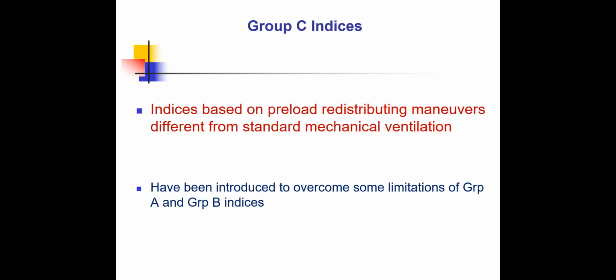So now coming to discuss the group C indices, which are based on preload redistributing maneuvers. See, the important demarcating point here is that group A and group B depended on the variations induced by mechanical ventilation, whereas the group C indices are independent of standard mechanical ventilation. So that is the main differentiating point. Remember that. And these have been introduced to overcome some of the limitations of group A and group B indices. So there are three described, let us take one by one.